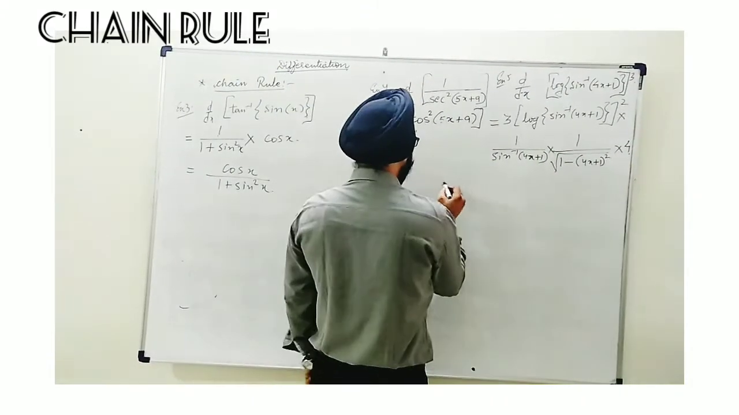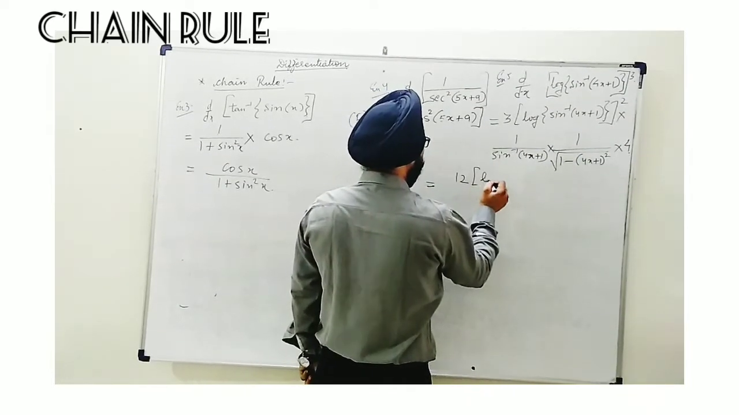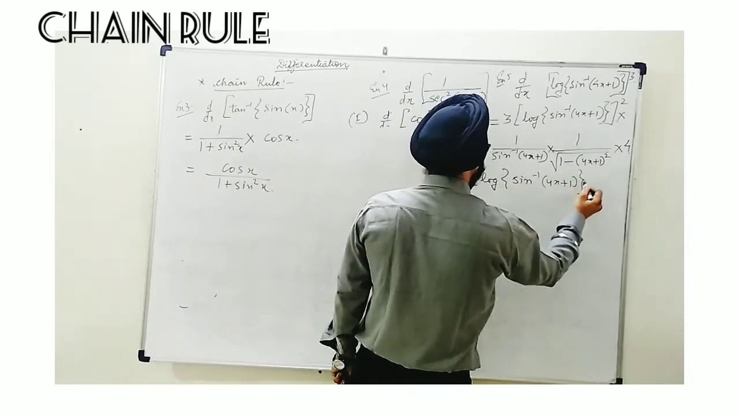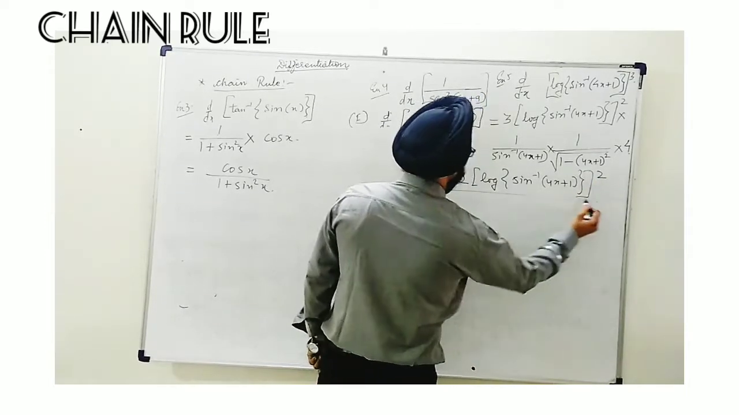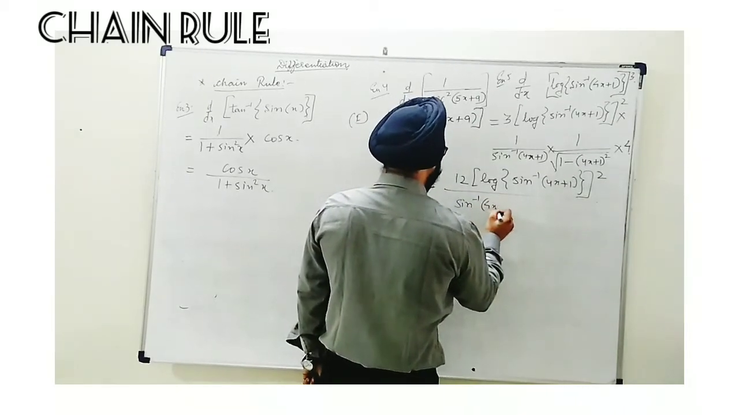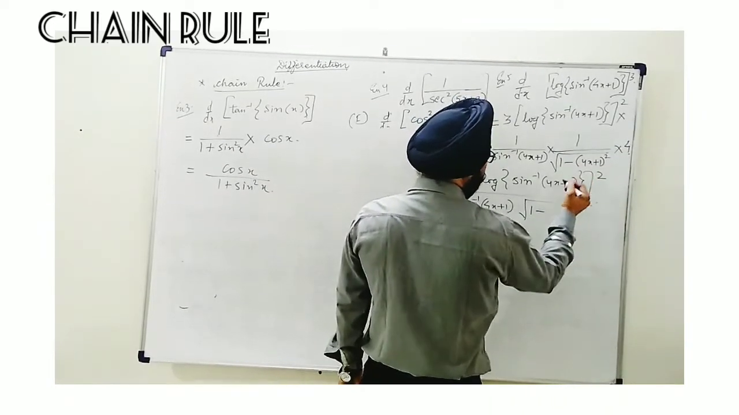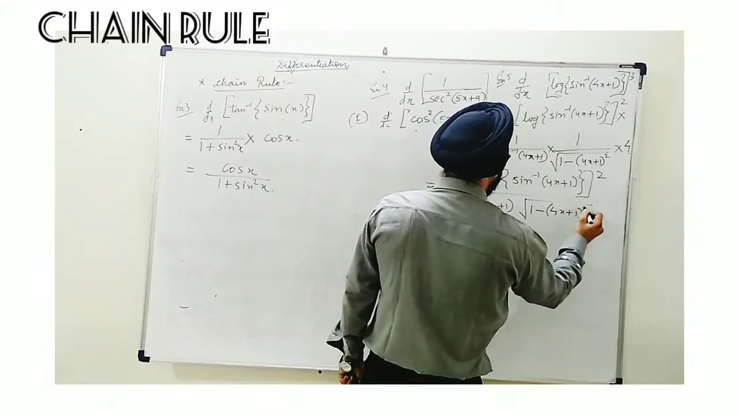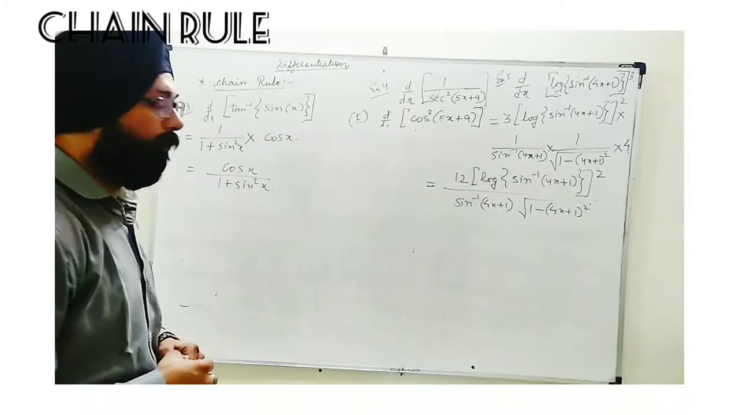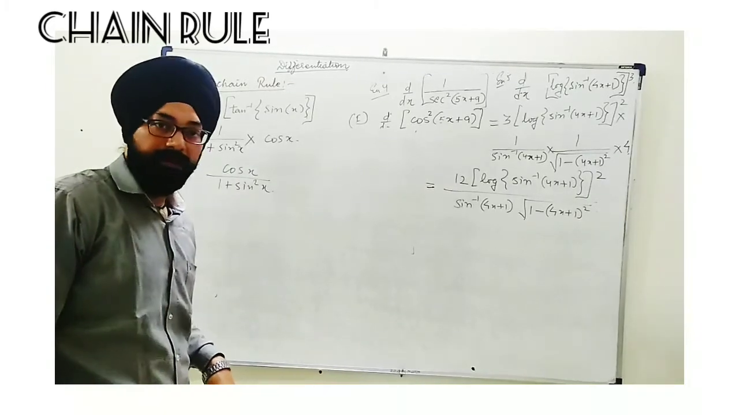Now for this function we have 4 threes are 12, log sine inverse 4x plus 1 whole square, divided by sine inverse 4x plus 1 under root 1 minus 4x plus 1 whole square. This can be opened if you want, otherwise you can write it as it is. So this is the simplest form, the final answer. I hope you have understood this, the application of chain rule and the first topic of differentiation. See, thank you. That's all.